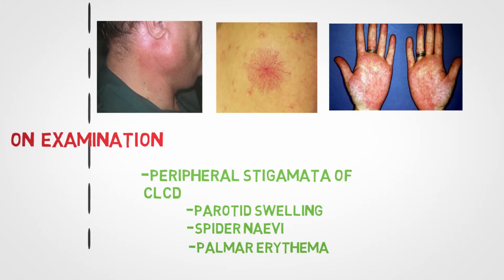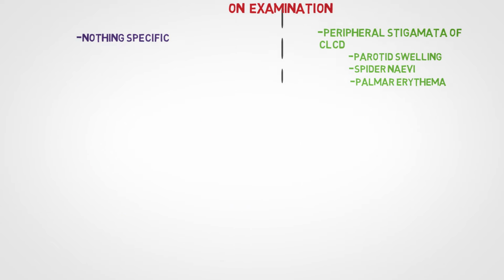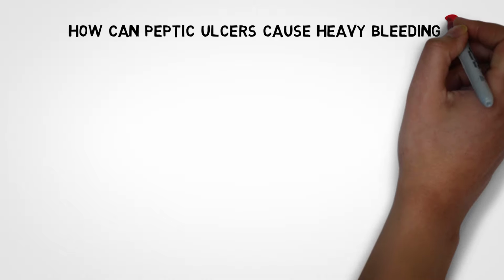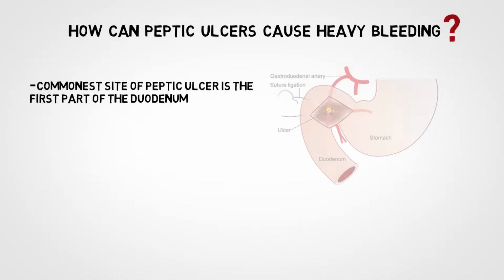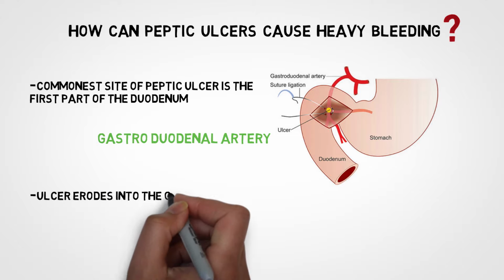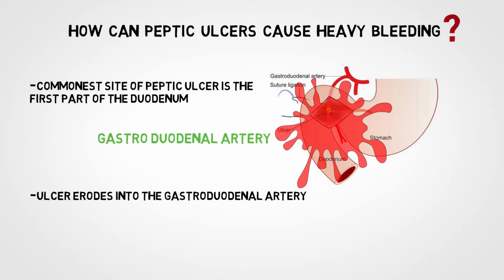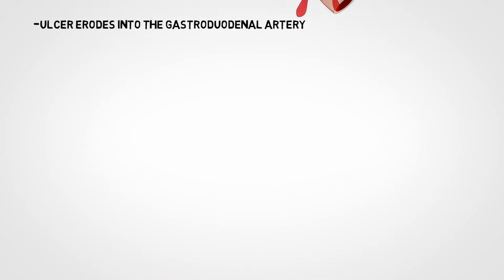So let's dig a little deeper into this case scenario to understand the situation better. How can a peptic ulcer cause heavy bleeding? The common site of a peptic ulcer is the first part of the duodenum, and the gastroduodenal artery runs posterior to this part. And when the ulcer erodes into the gastroduodenal artery, you can imagine. Now that we have successfully managed the emergency, what are the definitive management options for this patient?